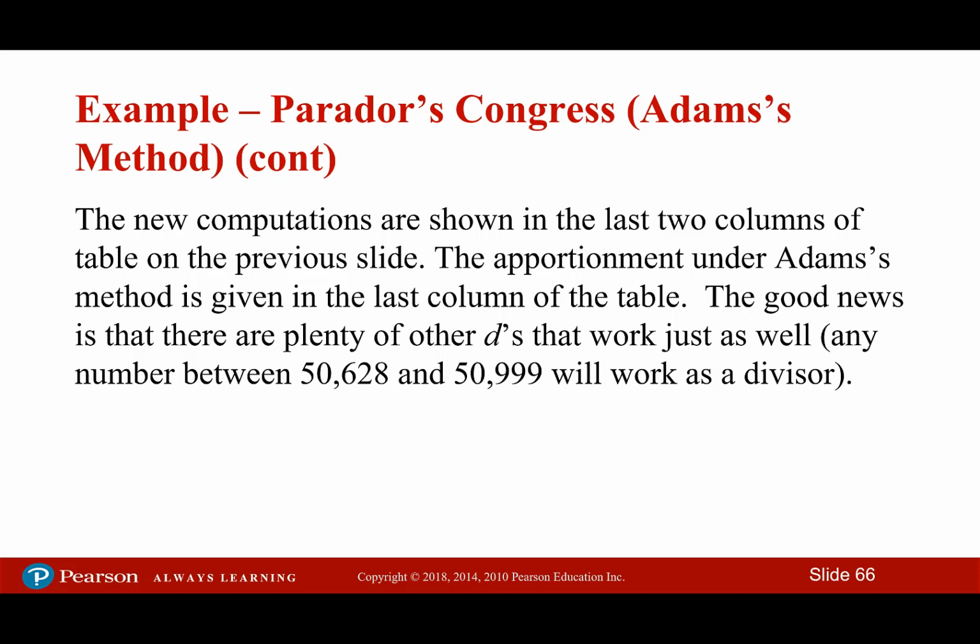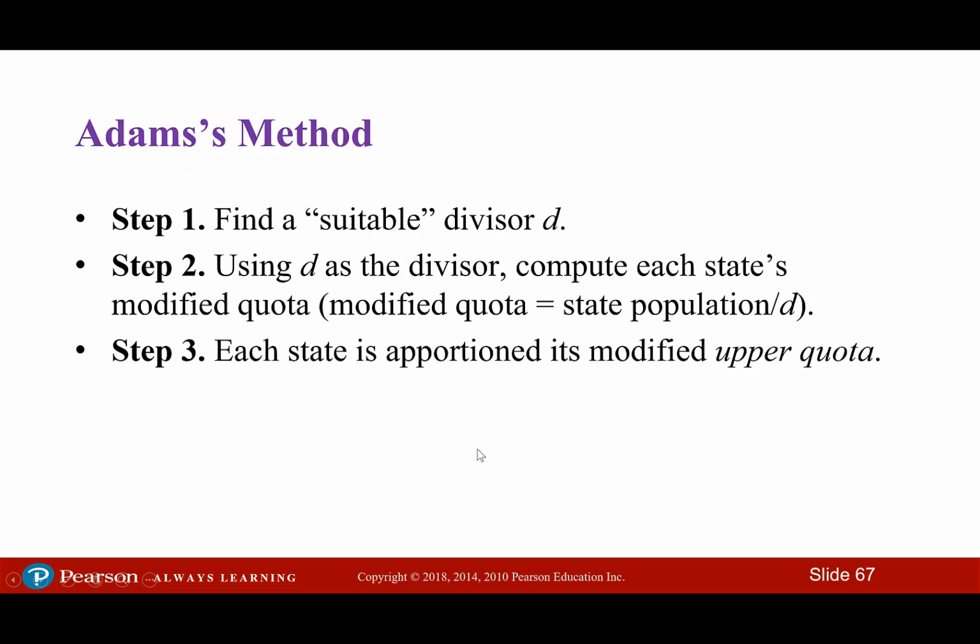The good news is there are plenty of other D's that might work. In fact, when you look at the back of the book for the answers, it'll give you a range of all the divisors that would have worked. 50,628 was the bottom number that would have worked, all the way to 50,999. All those divisors worked. The one that we picked from the previous problem was 50,700, so yes, that is in that range. So, Adams method: find a suitable divisor, modify up each time, and always look for the upper quota.